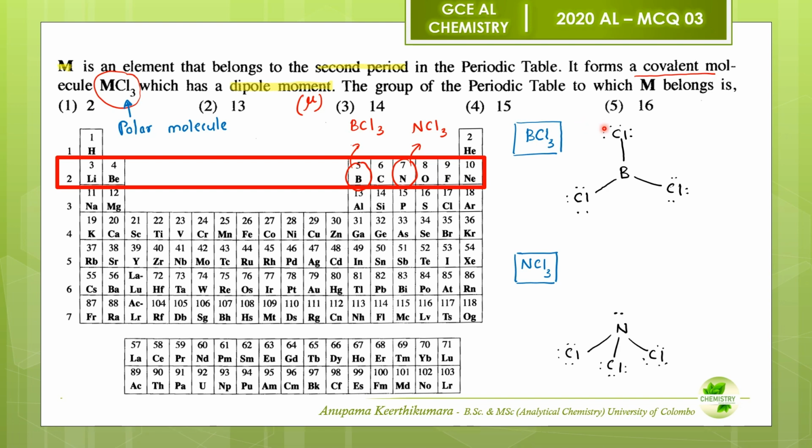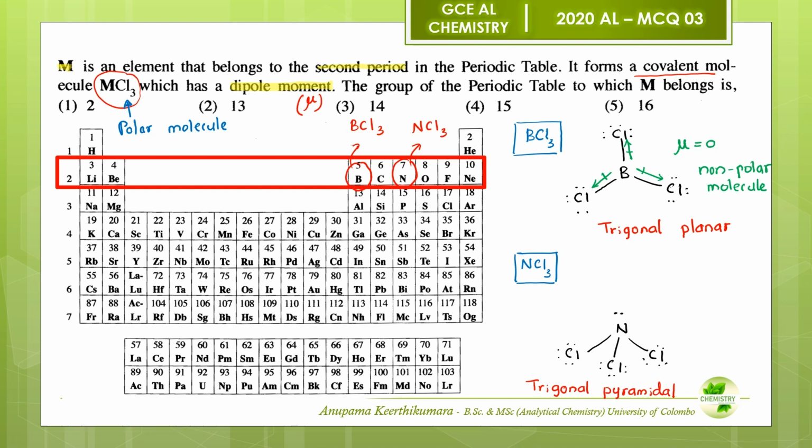When considering the polarity of these entire molecules, we need to consider the polarity of each bond and the shape of these molecules. Chlorine is more electronegative than boron. Therefore, these B-Cl bonds are polar bonds. But the shape of this molecule is trigonal planar. It's a symmetric molecule. Therefore, the overall dipole moment is 0. Therefore, this is a non-polar molecule.